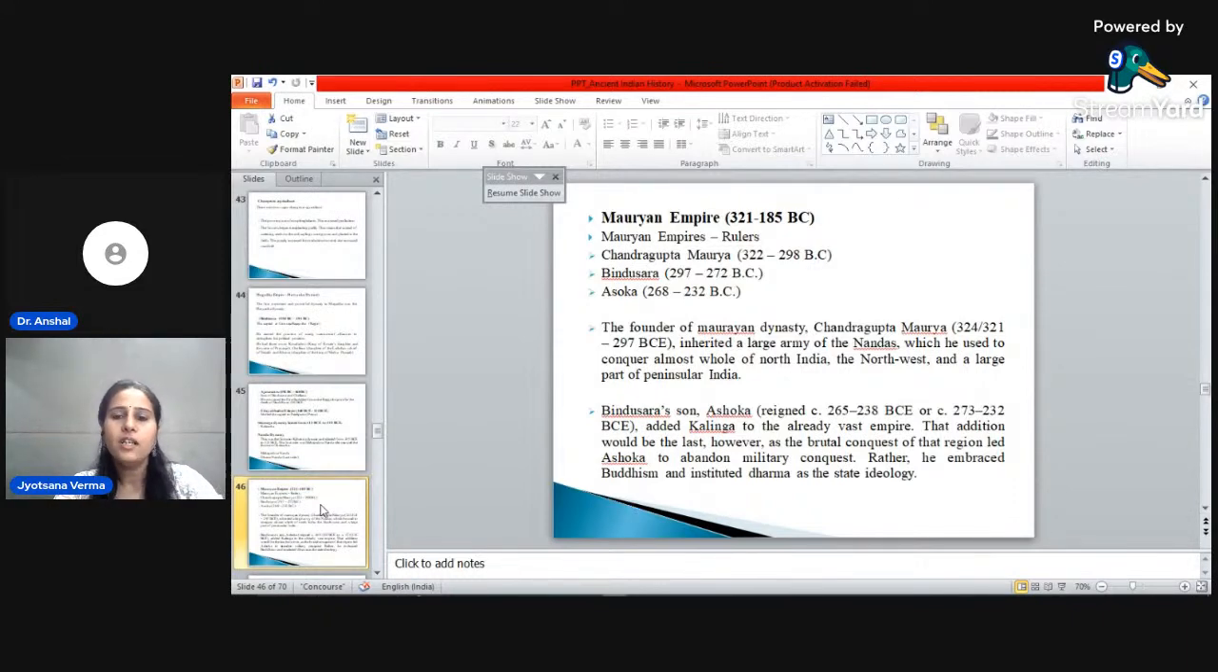However, the brutal conquest of that region led Ashoka to abandon military conquest; rather, he embraced Buddhism and instituted Dhamma as the state ideology. After the Kalinga war, Ashoka adopted Buddhism as a state ideology.